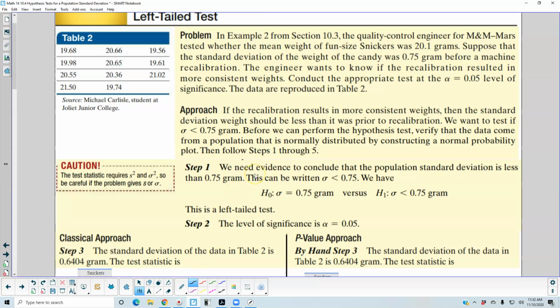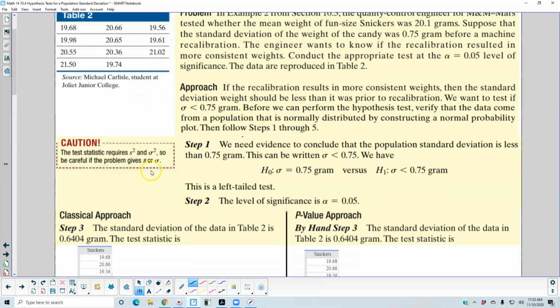Now, we need evidence to conclude that the population standard deviation is less than 0.75 gram. This can be written as the population standard deviation less than 0.75. So we have the null hypothesis where the equality is always given. The population standard deviation is equal to 0.75 gram versus the alternative, where the population standard deviation is less than 0.75 gram, which tells us that it's a left-tailed test. So therefore, this is a left-tailed test.